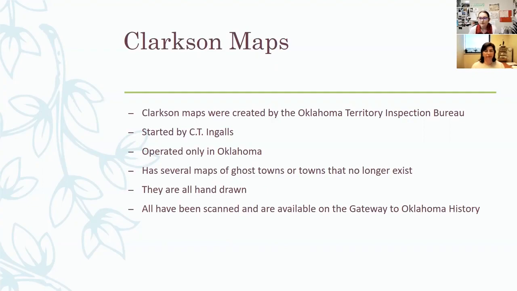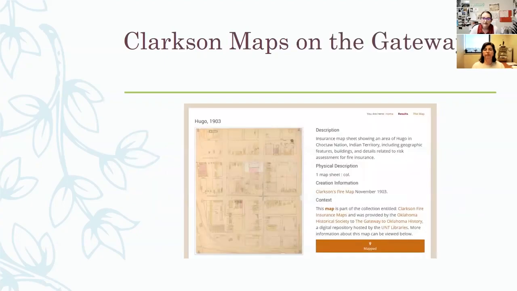They're all hand drawn and they follow the same kind of principles. They have the color coding for the type of building and the fire risks and things like that. But they also show the population, if they had fire facilities around or if they had waterworks or things like that. That's also listed on there. And all of them have been scanned and are available on the Gateway to Oklahoma History. So this is an example of a Clarkson map on the Gateway. You'll be able to download high resolution scans of them, and you'll be able to zoom in and take a closer look at things.